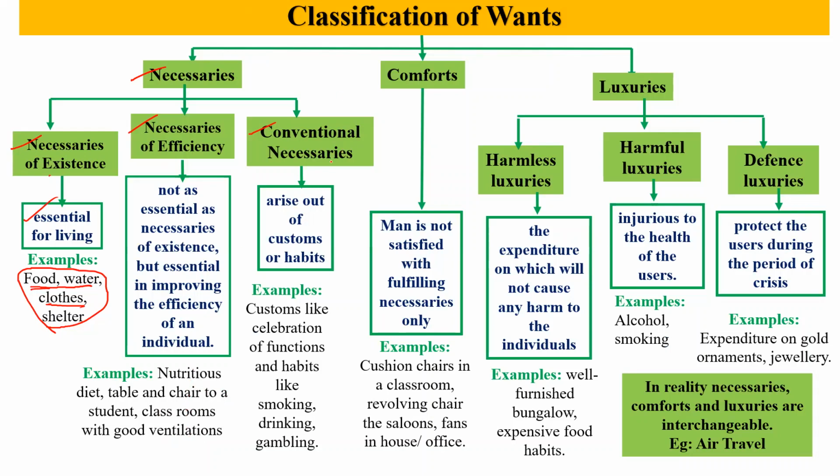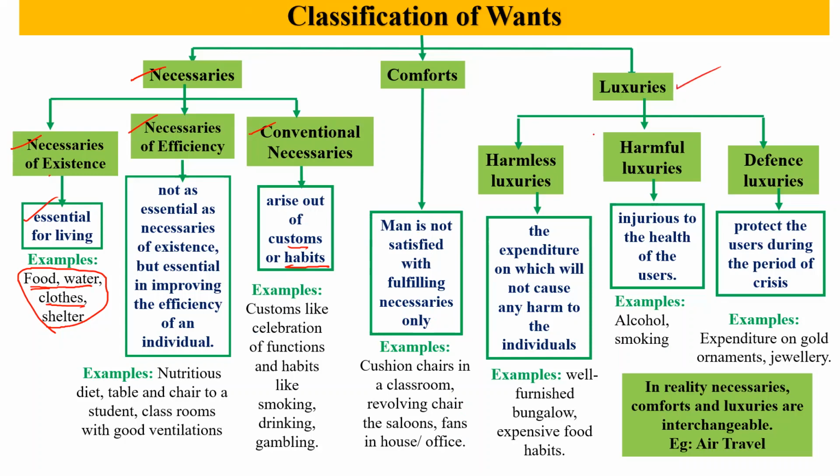And third is the conventional necessaries. These arise due to customs and habits. For example, the custom of celebrating functions. These are due to the society's culture and customs. We celebrate some functions grandly. So that is a conventional necessary. And habits like smoking, drinking, gambling. These arise due to our habits. So these are the three classifications of necessaries. The comforts we have seen. Man is not satisfied just by fulfilling the necessaries. He will have some comfort, the things which give him comfort, like cushions in chairs, revolving chair in a saloon. So these are examples of comforts.